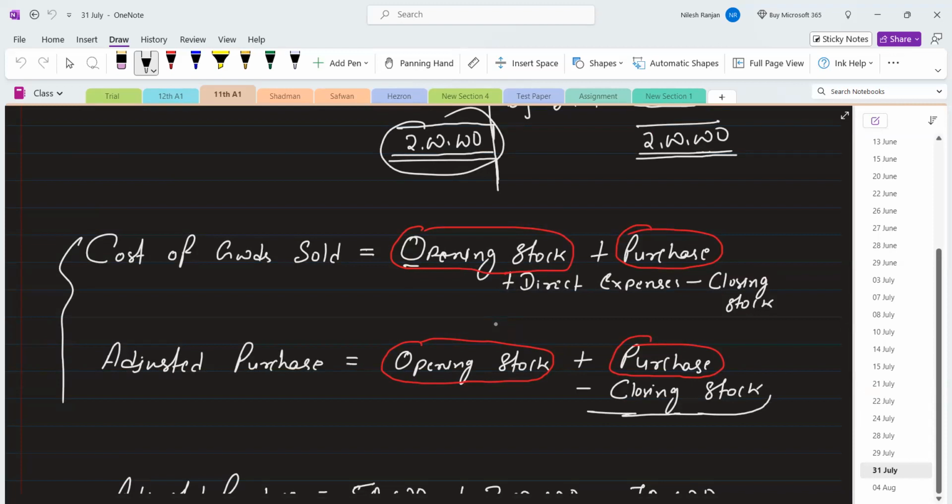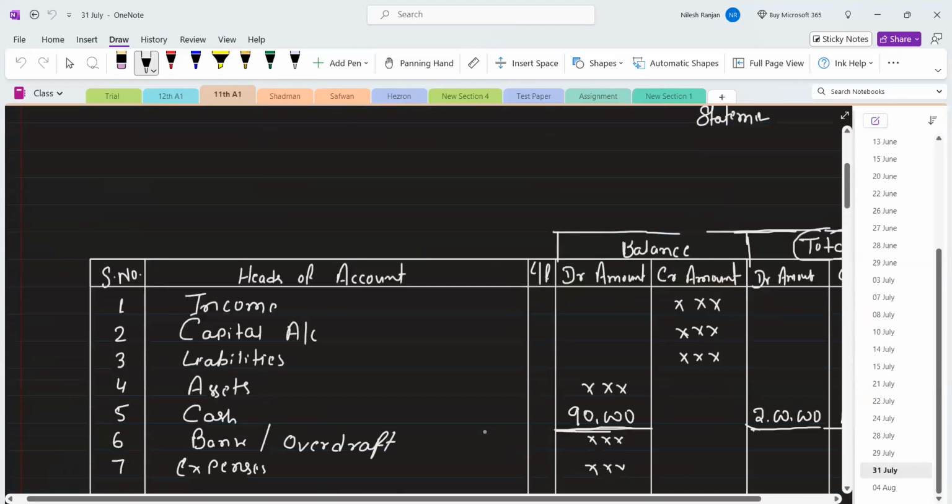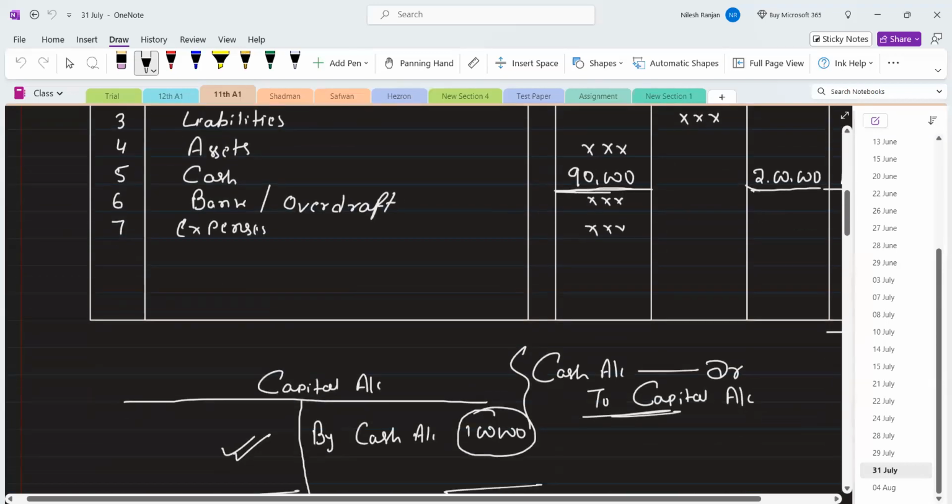Okay, write these two formulas first. Sir, wait, when did you teach all this? Adjusted purchase, direct expense, finance. No, sir, we did not do this in the previous class. This is your class, 31st July. What? Sir, when did you teach it?